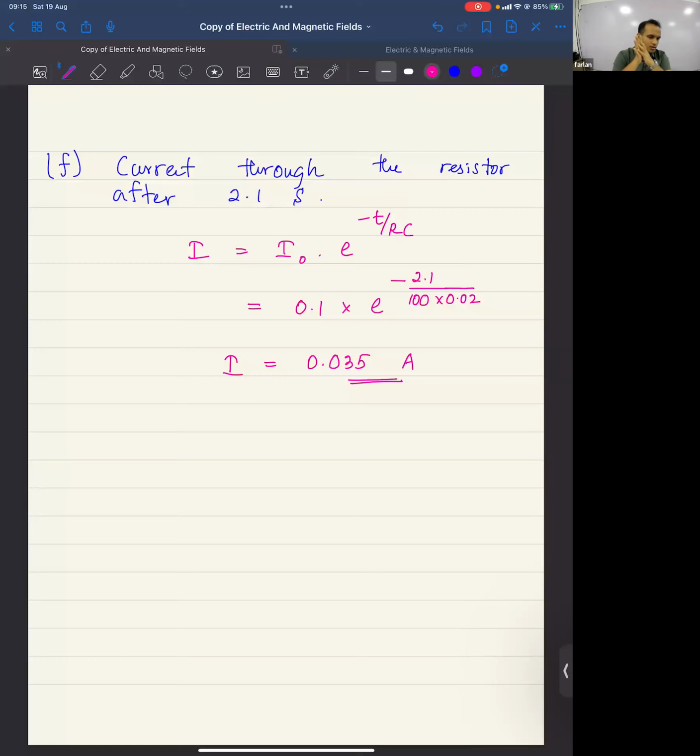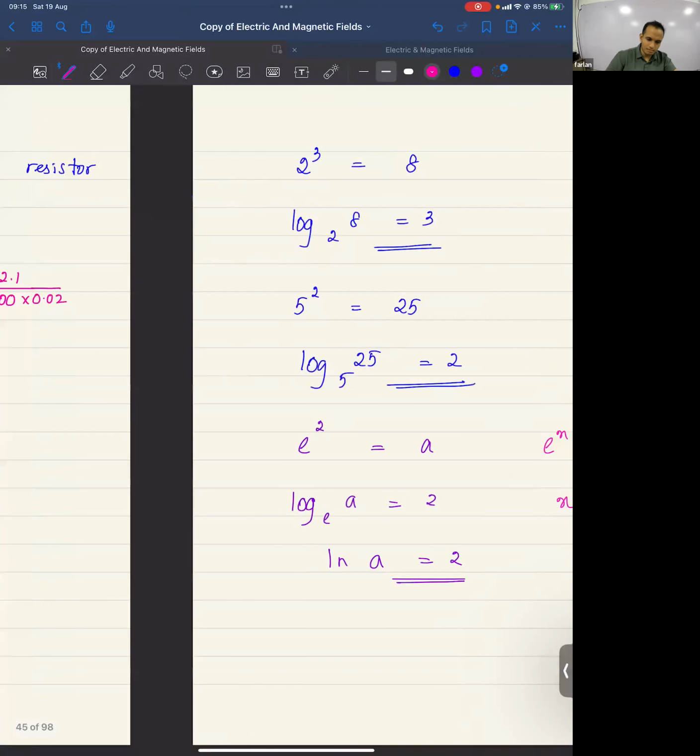Now, before I go to the next part, I need to talk a little bit of maths. Have you all done logarithm? I mean, the math students? Yes. Can someone explain what is log? Those who have done log, can you tell me? Something related to base and power.